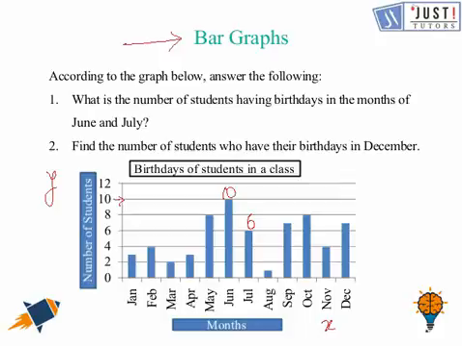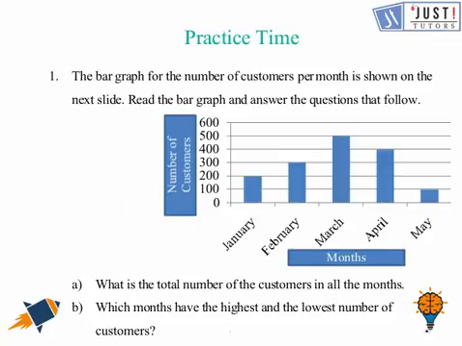In the next question it has been asked to find the number of students who have their birthdays in the month of December. So in the month of December, as we run our finger across the tip of this vertical bar, we can say that it would be 7. So the answer is 7 over here. Now here is a practice question for you. To try this practice question, you can pause the video.